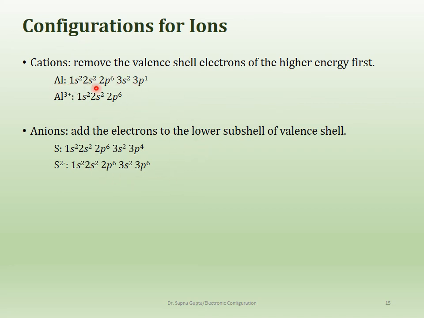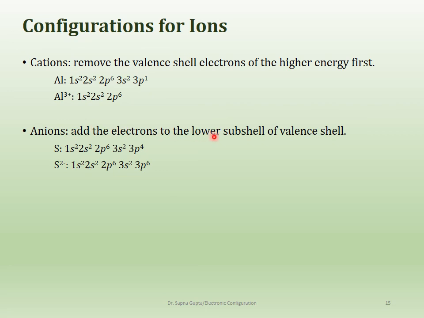Okay, so for example, if we have aluminum, and aluminum can give away 3 electrons, it will give away the valence electrons, which are the 3s2 and 3p1. So by the time you're writing the electronic configuration for Al3+, aluminum 3+, you will have 1s2, 2s2, 2p6, because 3 electrons have been given away.